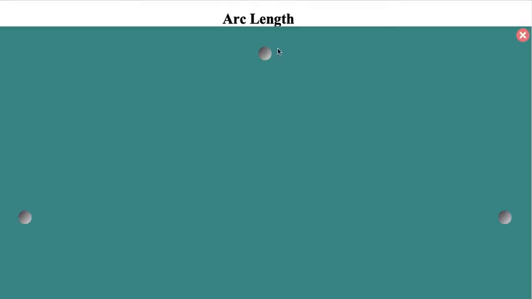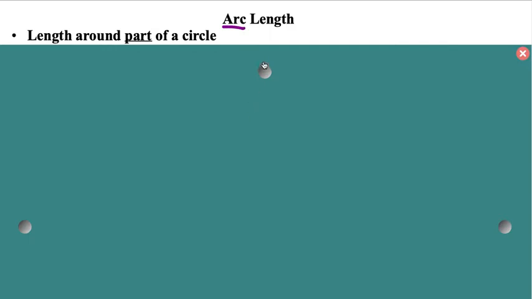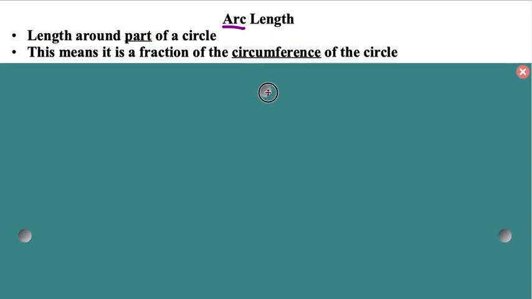Notes and then examples. Arc length. Arc length is the length around part of a circle. That's what the word arc means. An arc is indeed part of a circle, so it means it's a fraction of the circumference of the circle. Remember, the circumference measures the distance around, so an arc length would be part of that.